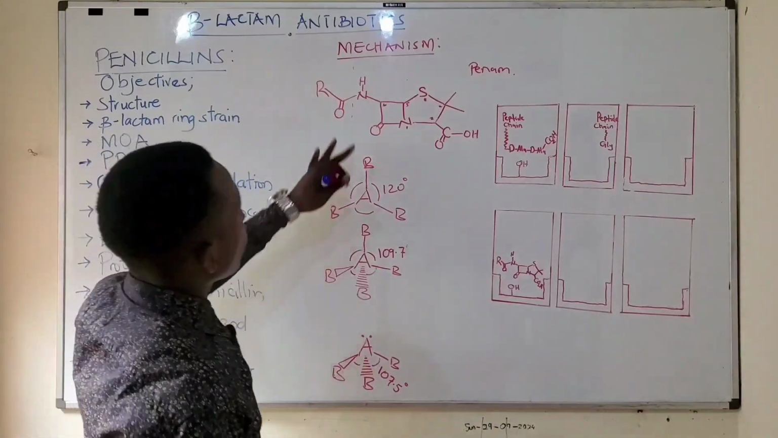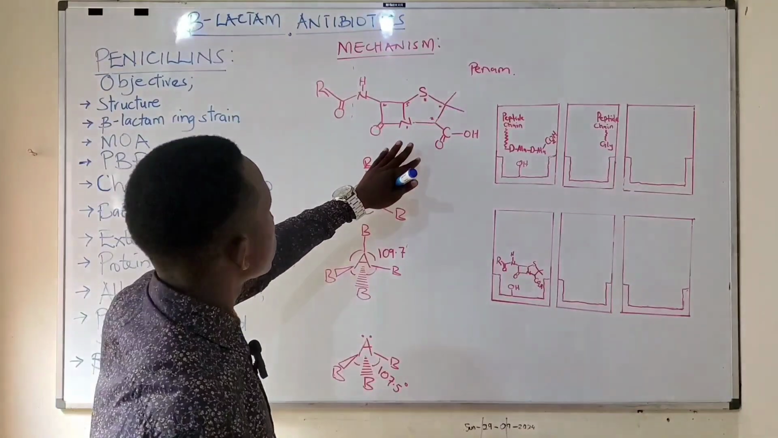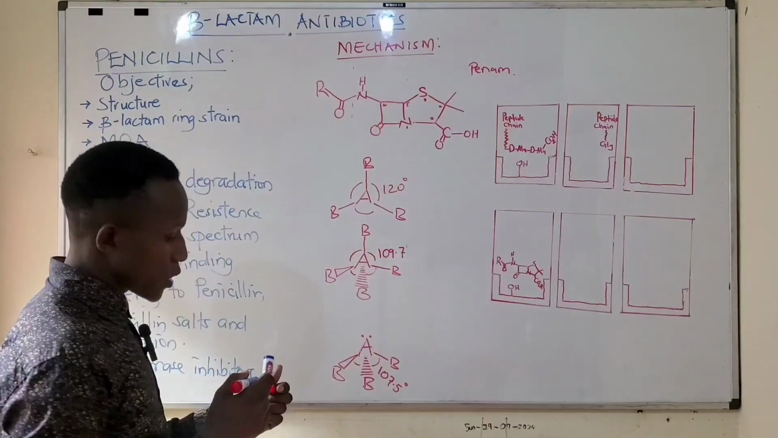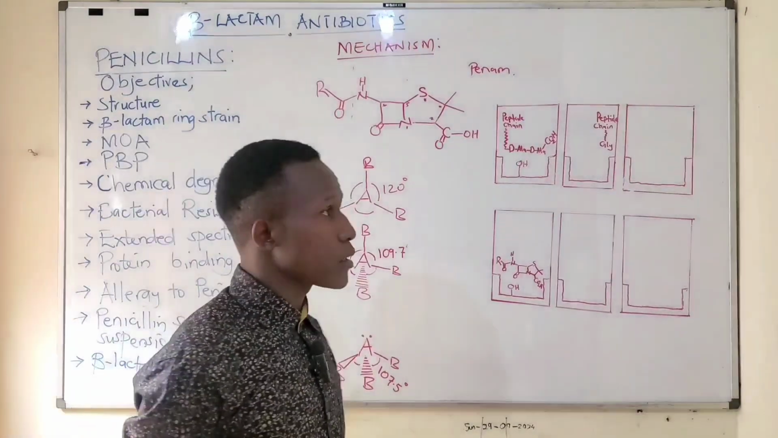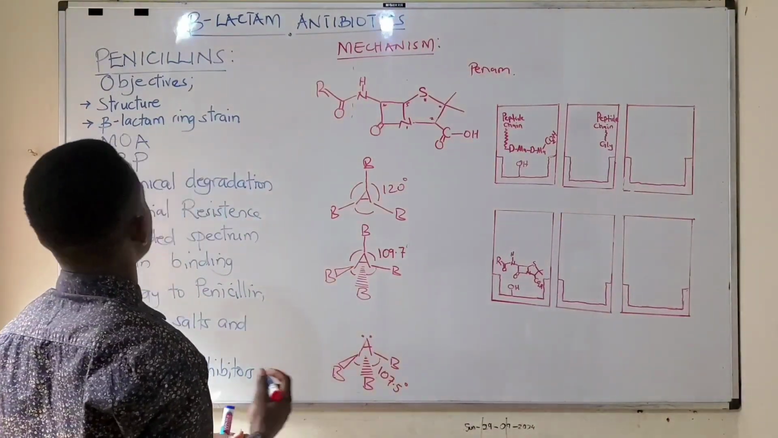So all the penicillins have this structure. What changes? It's only the R group. It's the one which differentiates each penicillin from the others.